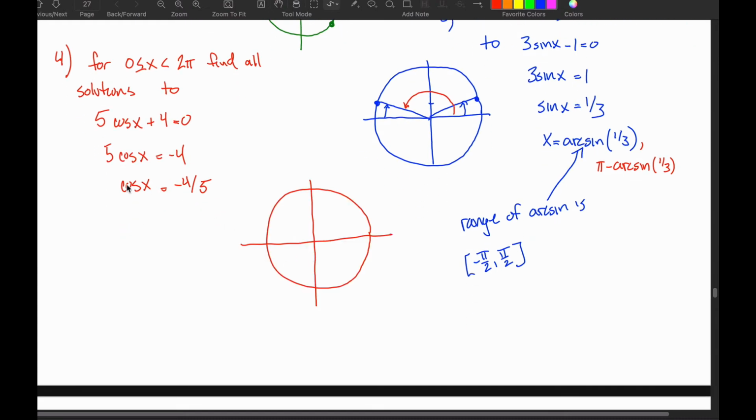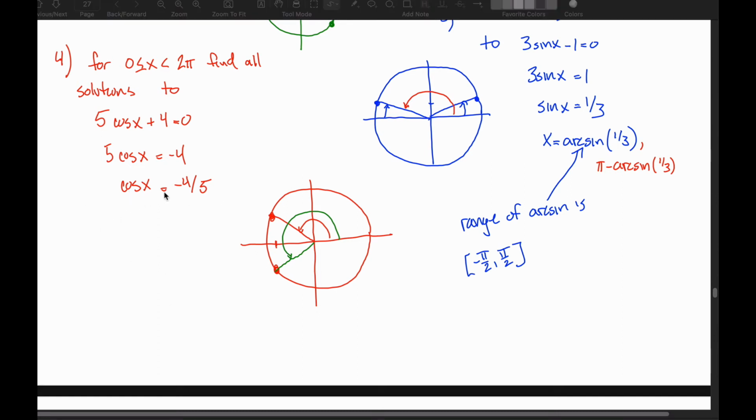The picture's your friend. The cosine of x equals -4/5. The cosine is the x coordinate on my unit circle. -4/5 is almost -1, and -1 is right here, so -4/5 is somewhere over here. So the angles I'm talking about are this one here and this one here. I want the angles to be between 0 and 2 pi, so I want to measure them in these directions. I got the red one and I got the green one. What am I going to do?